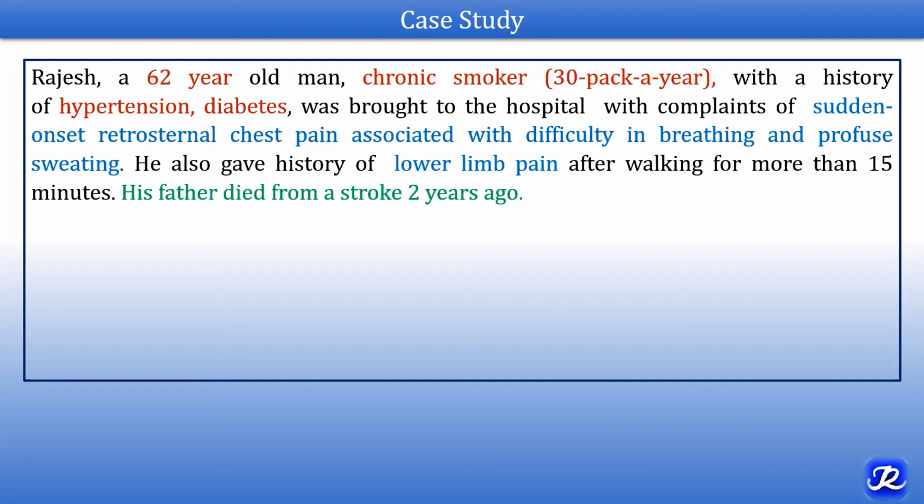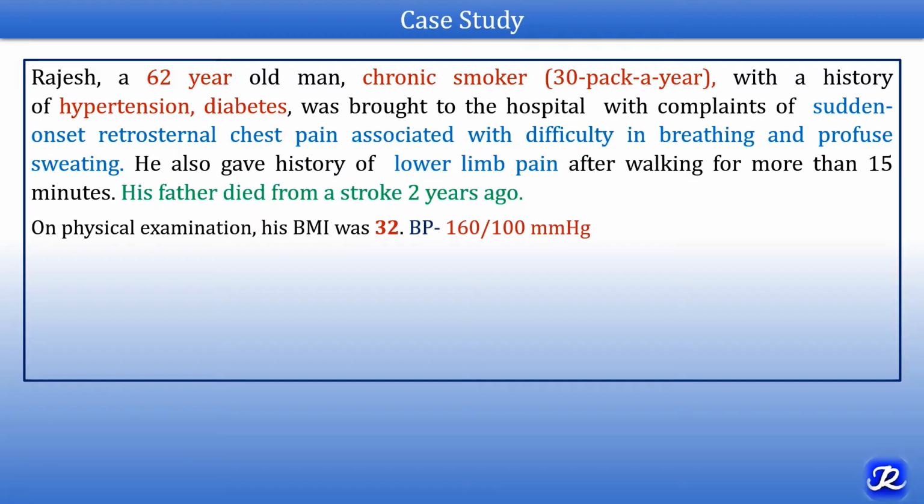Rajesh, a 62-year-old man, chronic smoker, with a history of hypertension, diabetes, was brought to the hospital with complaints of sudden onset retrosternal chest pain associated with difficulty in breathing and profuse sweating. He also gave history of lower limb pain after walking for more than 15 minutes. His father died from a stroke 2 years ago.